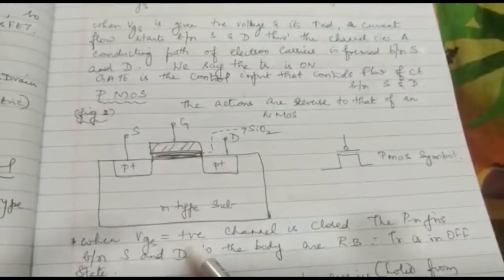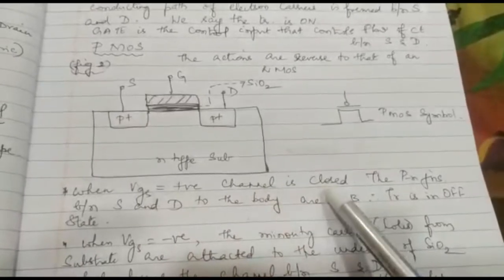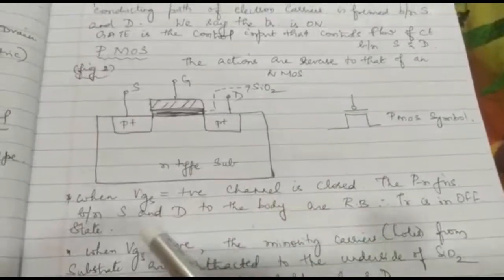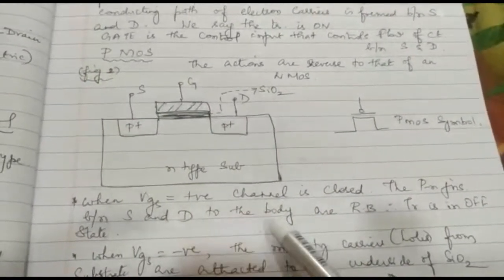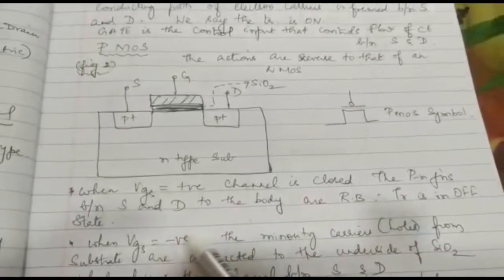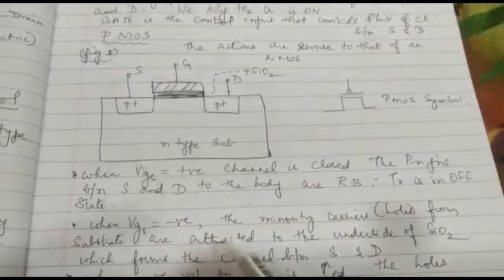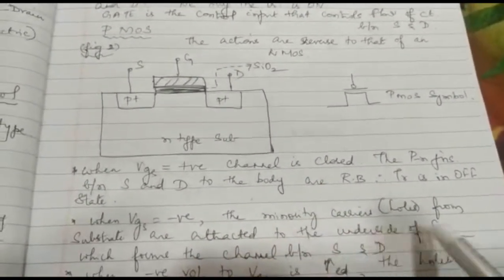Okay. So here when VGS is positive, the channel is closed. The PN junctions between source and drain to the body are reverse biased. Therefore, the transistor is in off state. When VGS is negative, the minority carriers from the substrate are attracted to the underside of the SiO2.